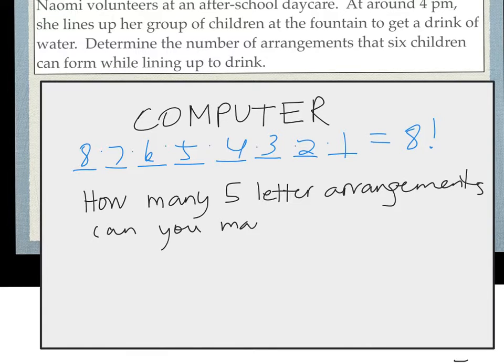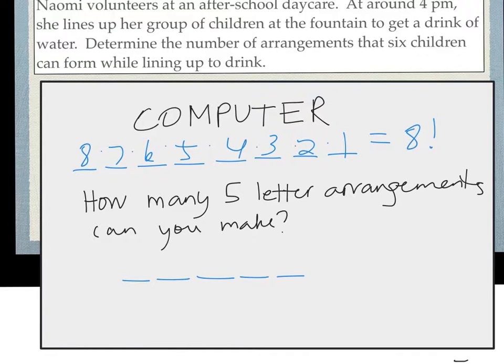Okay, if I ask that question instead, now if we're trying to make a 5-letter word or arrangement, they don't usually say the word "word" because word implies that it would have to be an actual word. A lot of these arrangements, most of them in fact, almost all of them, would not be actual words.